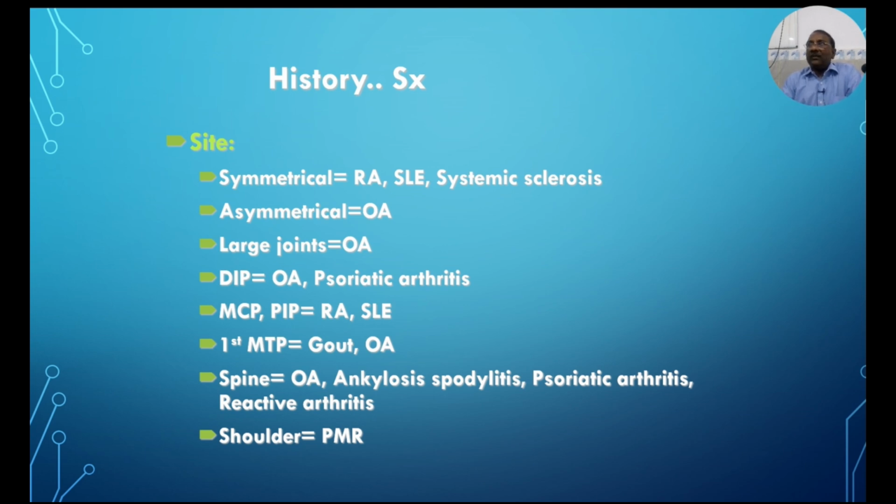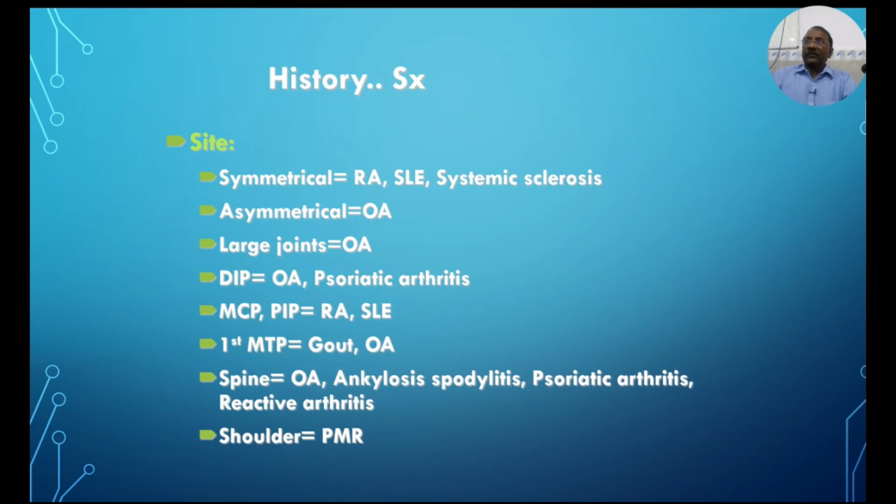Symmetrical arthritis: lupus, rheumatoid, systemic sclerosis. Asymmetrical: osteoarthritis, so one joint will be very much involved. That is the reason they go for the first right knee replacement and then, after 2 or 3 years, the other knee replacement, because it is an asymmetrical presentation.